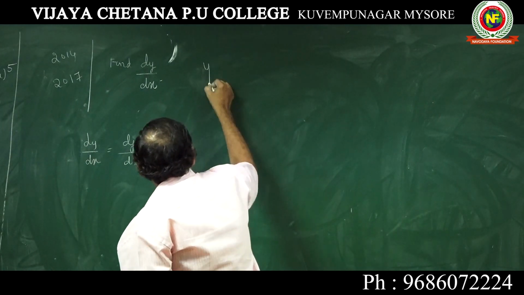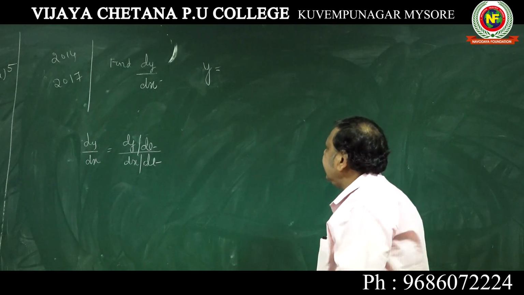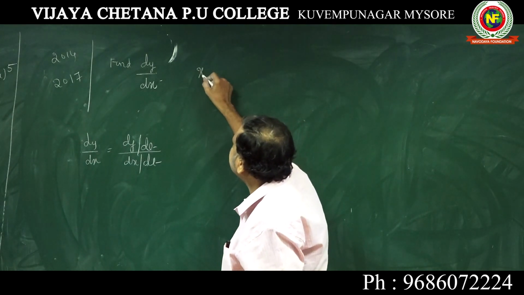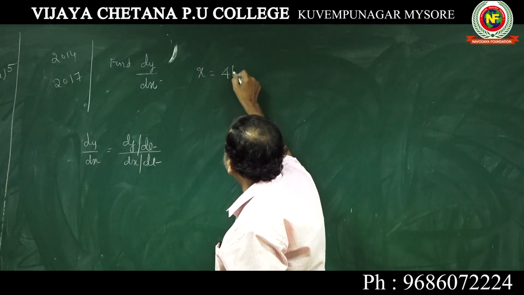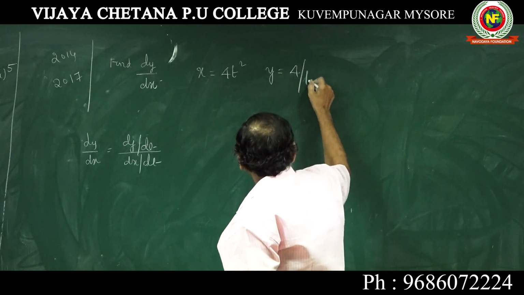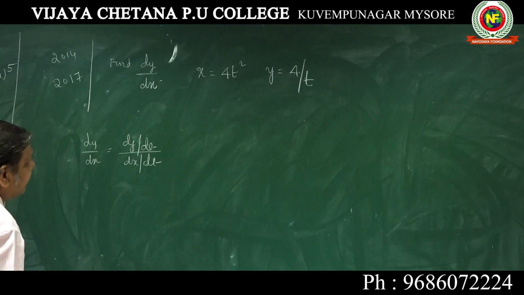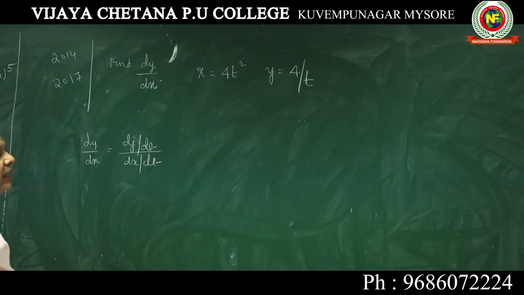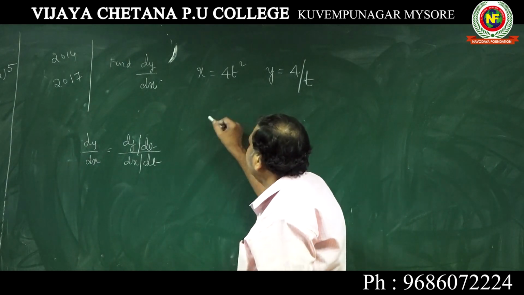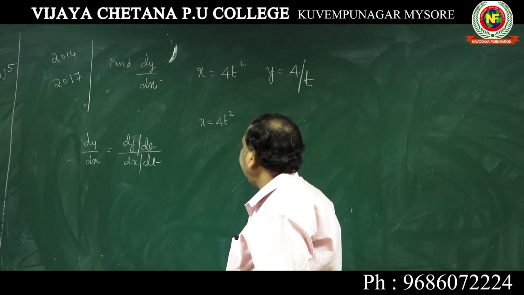Find dy by dx if, sorry, x is given first; there is no rule that y should not be given. Given x is equal to 4t square and y is equal to 4 by t. Now differentiate with respect to t. Now x is a parametric function. You know x equal to 4t square.